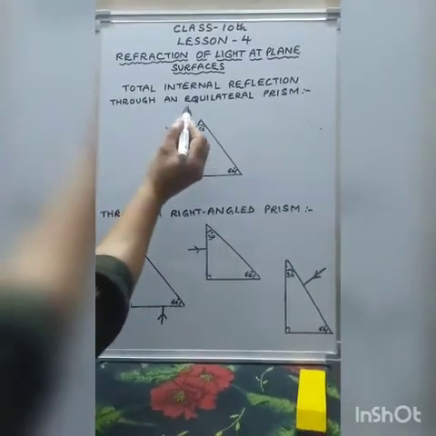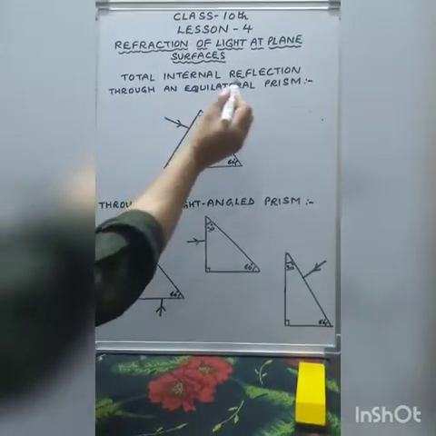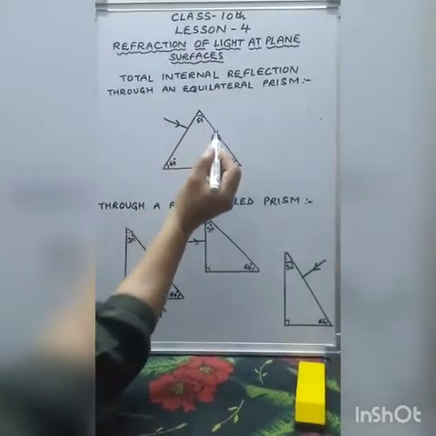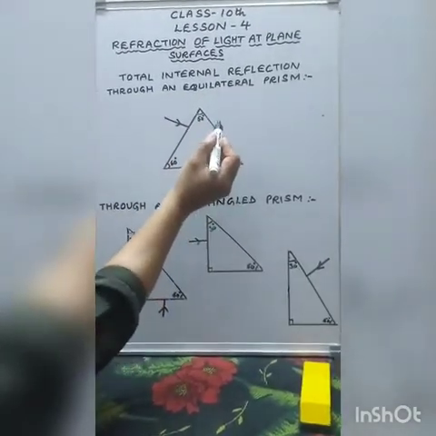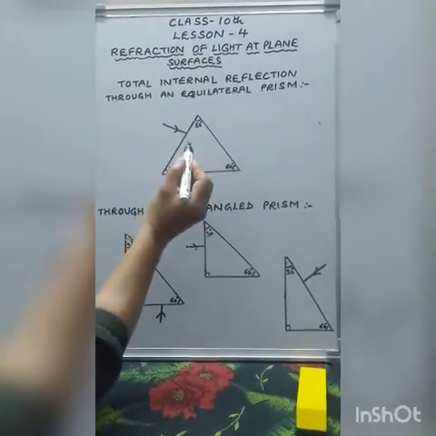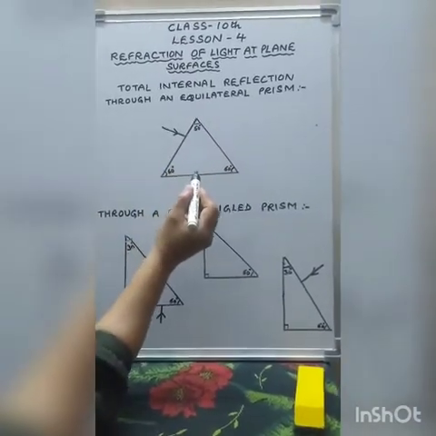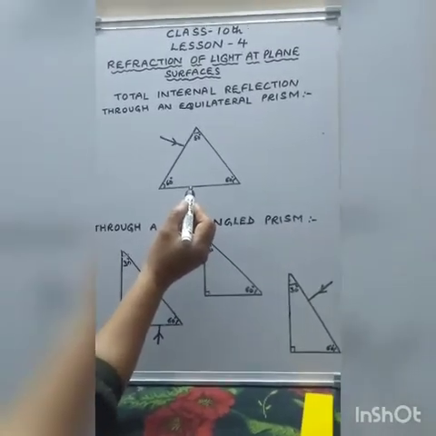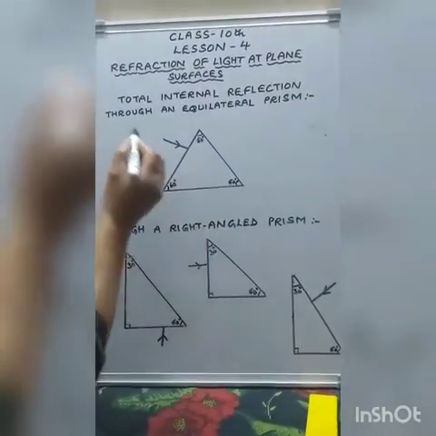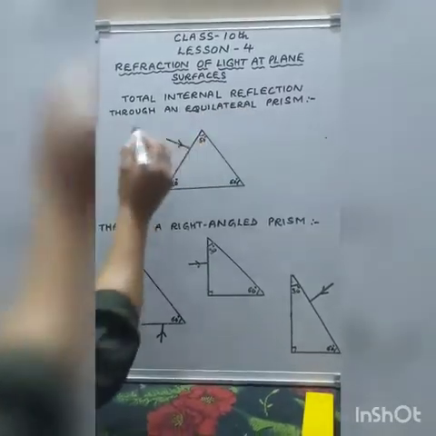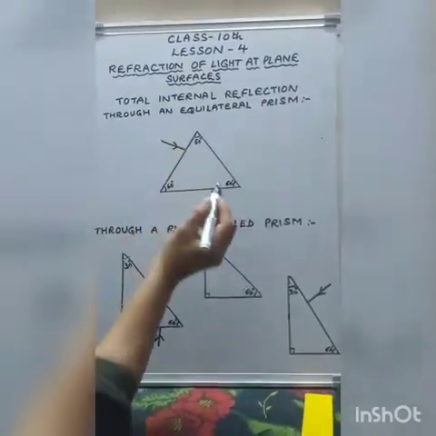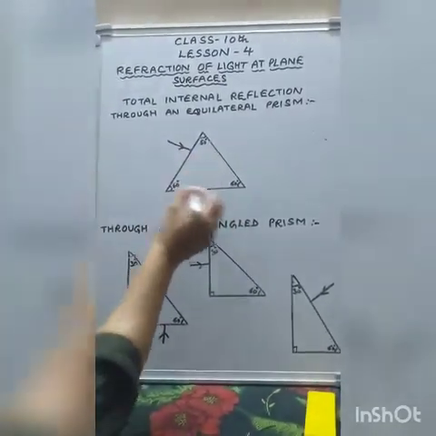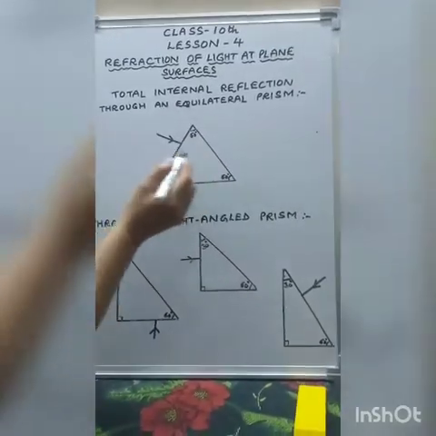Hello children, we were doing total internal reflection, and in my last video I showed you the diagrams of total reflecting prism in which one angle was 90 degrees and the other two were 45. Today I'll teach you total internal reflection through an equilateral prism. Equilateral prism means all the angles are 60 degrees each.